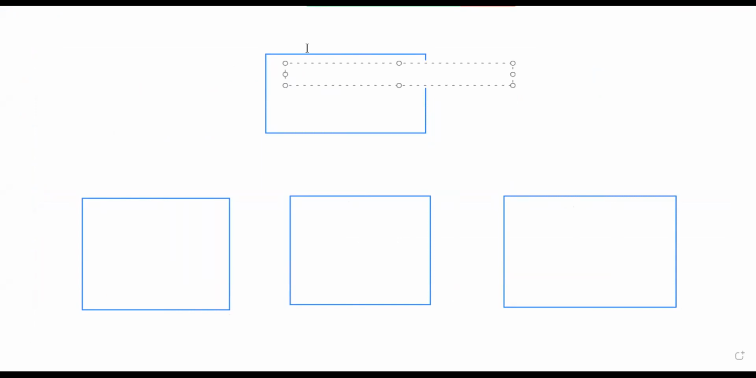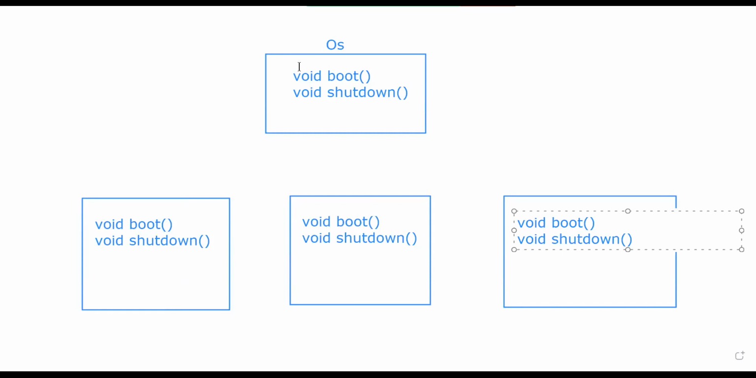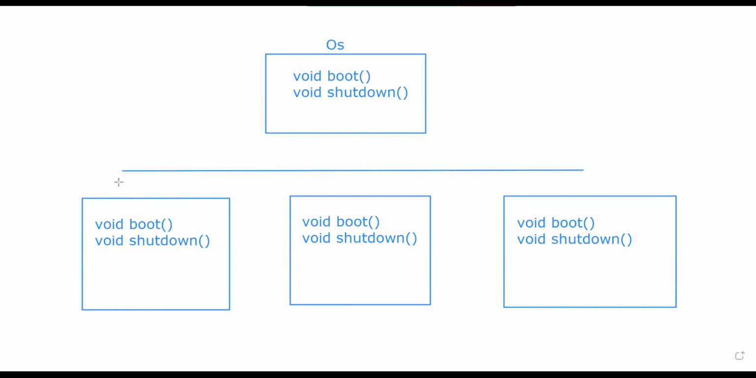I believe the last time, the example I took was the OS example, right? Same, I'll take that. I'll write the OS class, with a void boot and a void shutdown. Same thing, I'll copy and paste it here and here. I'll make this extend this one, as well as this one. Let it go from here to there.